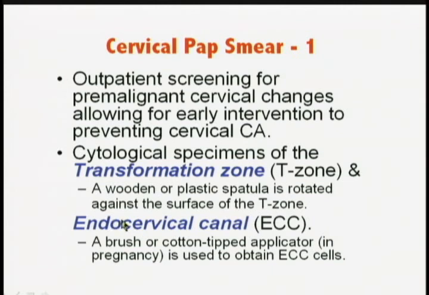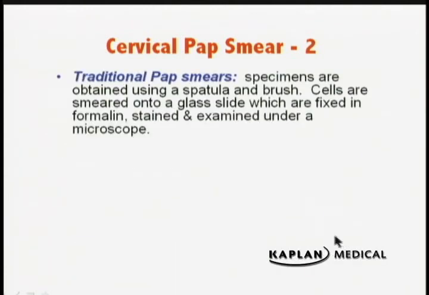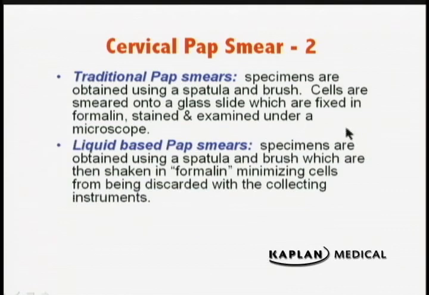Then we obtain samples of the endocervical canal. The endocervical canal is columnar epithelium, whereas the external cervix, or ectocervix, is squamous epithelium. We use a brush or cotton tip applicator in pregnancy to obtain the endocervical cells. So it's important to get both of these. The traditional pap smear specimens are obtained using a spatula and brush, which we just talked about. The cells are smeared onto a glass slide, which is then fixed in formalin, stained, and examined under a microscope by a cytologist. I'll show you these pictures in just a moment.